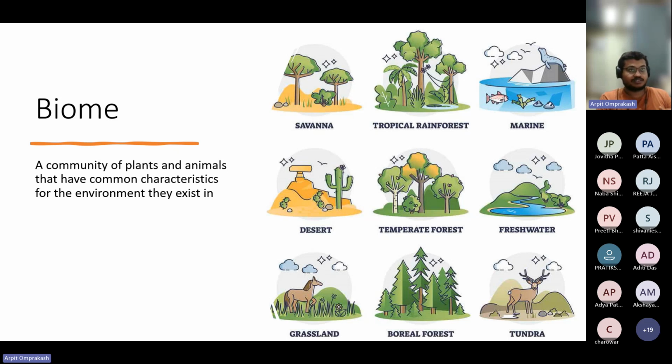So the animals and plants that are found in the deserts in India have similar characteristics to the animals and plants found in deserts elsewhere in the world. That's why these different ecosystems are classed together to form a biome.